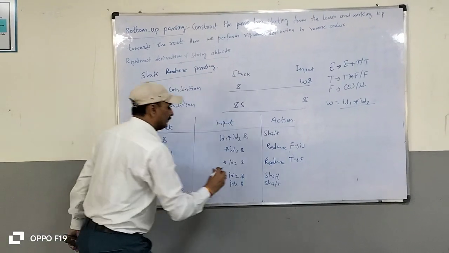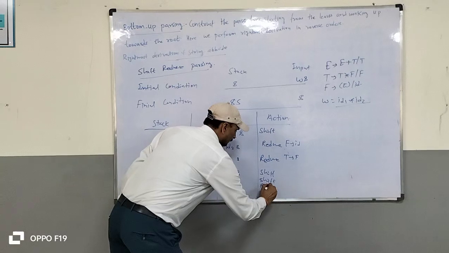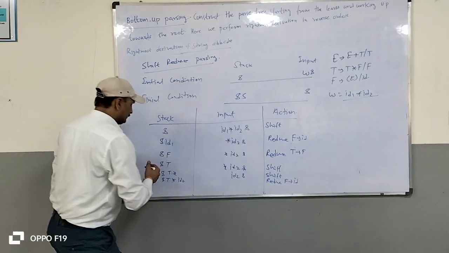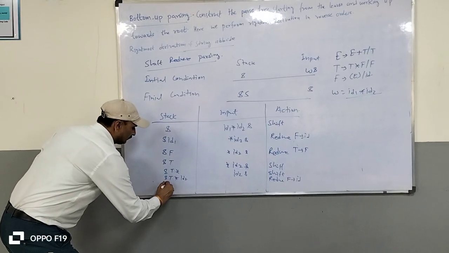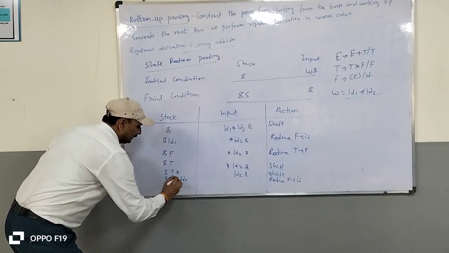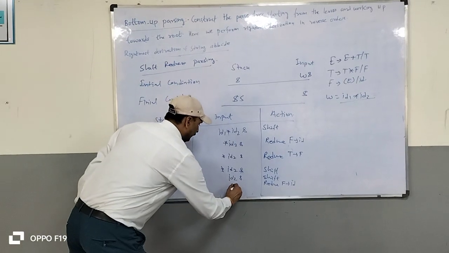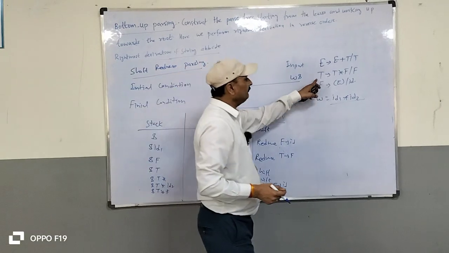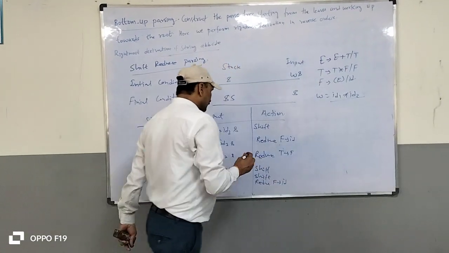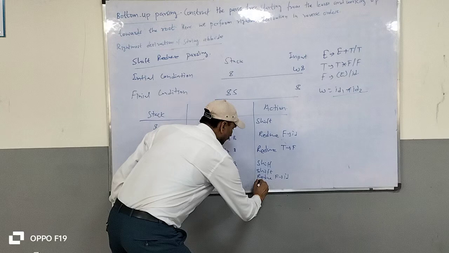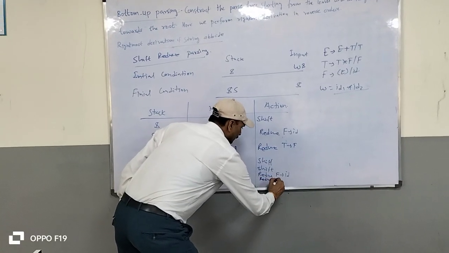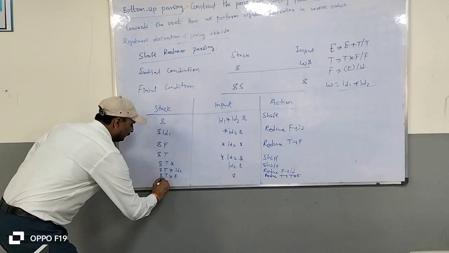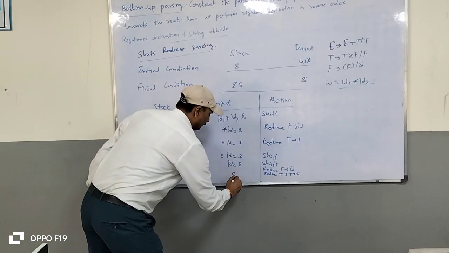Again we perform the reduce operation. Reduce F derives id, so this id gets reduced. So dollar T into F, and here dollar. This T into F, so T derives T into F. Again we reduce T derives T into F. Okay, so here we can write dollar T, and the input is dollar.